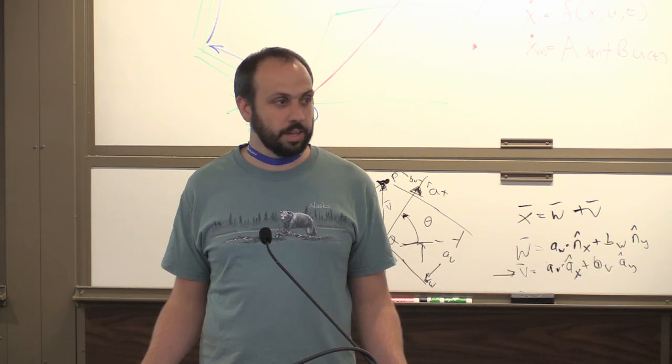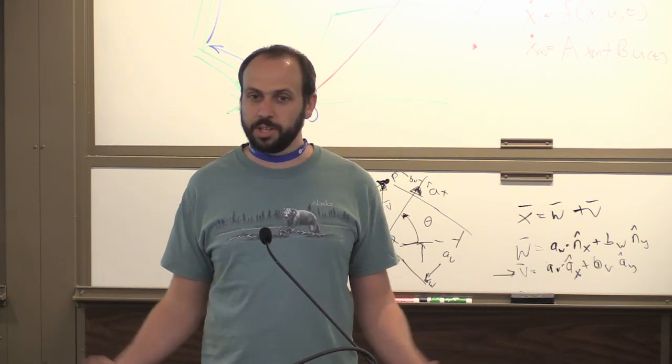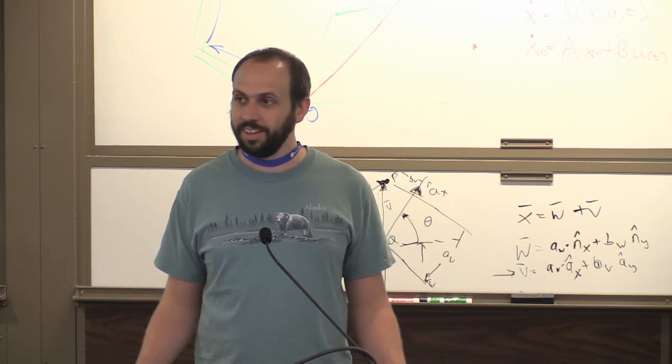3 meters per second squared. So if you want to simulate Mars, change 9.8 to 3.